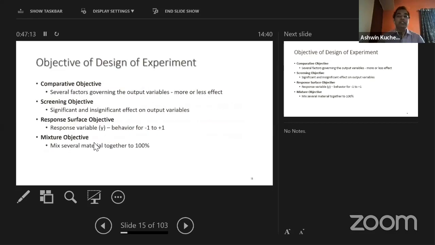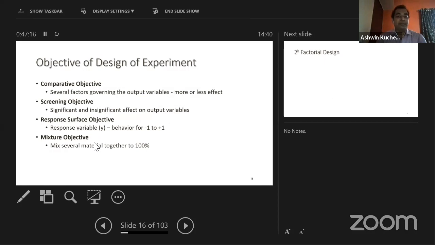Now let's start with objectives of design of experiments. So there are different objectives for designing an experiment, depending on exactly which objective we are starting our experiment for, like comparative objective, screening, response surface, or mixture. Now here we will be focusing on response surface objectives. The first is comparative. If I want to compare the several factors which are there in my experiment for getting a good output, I will compare them with less and more effect.